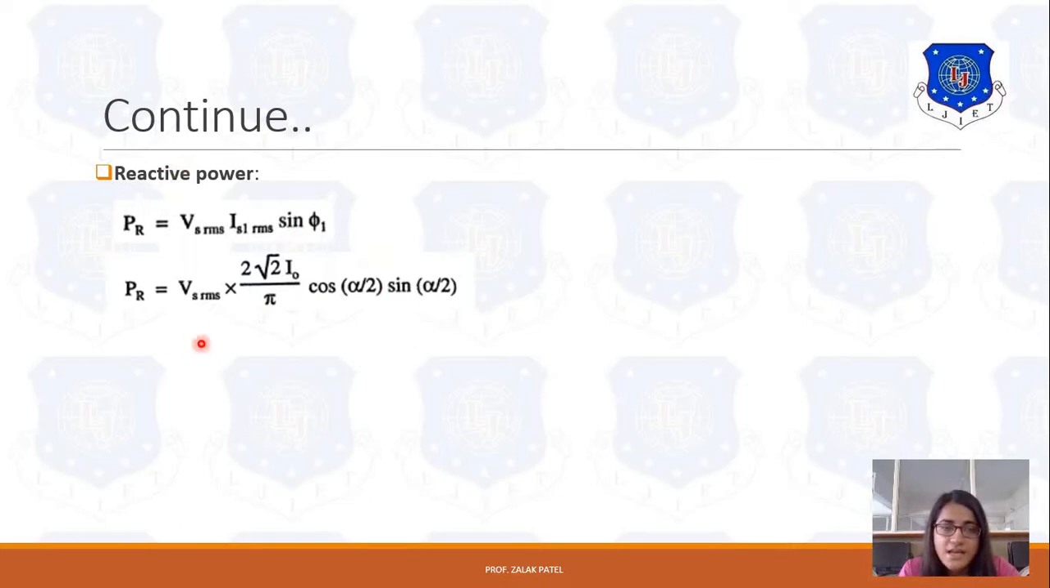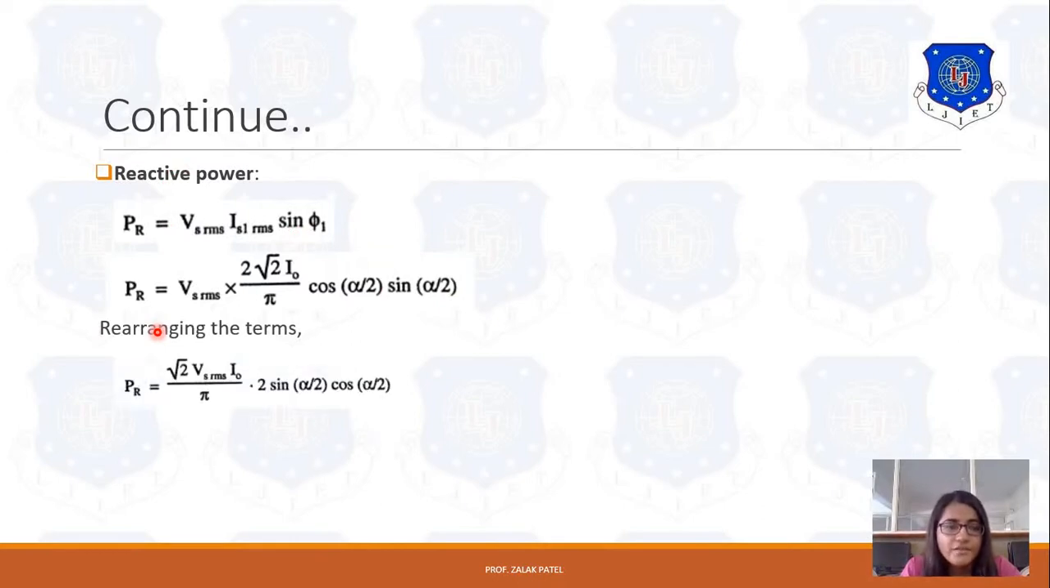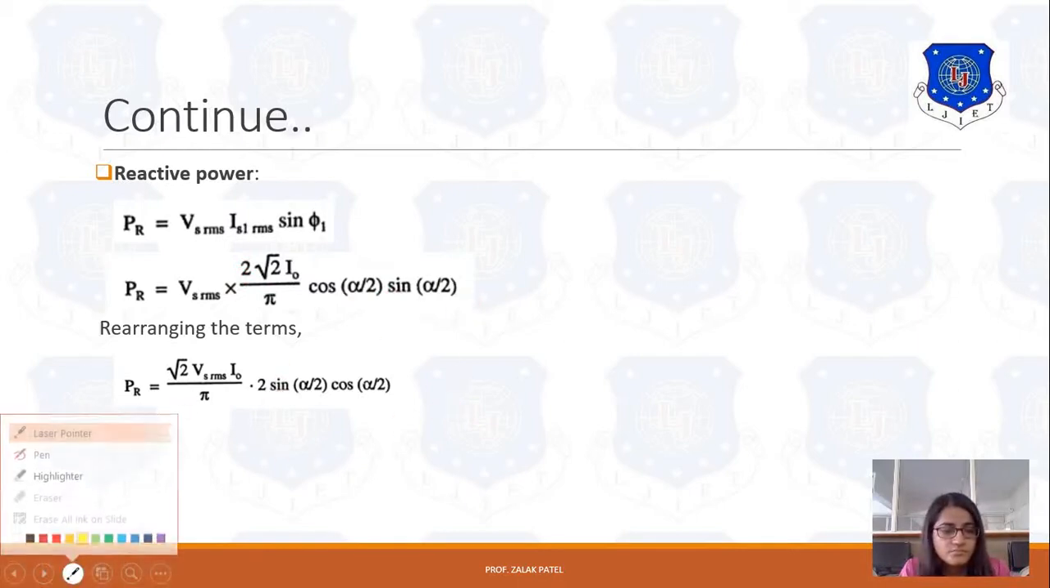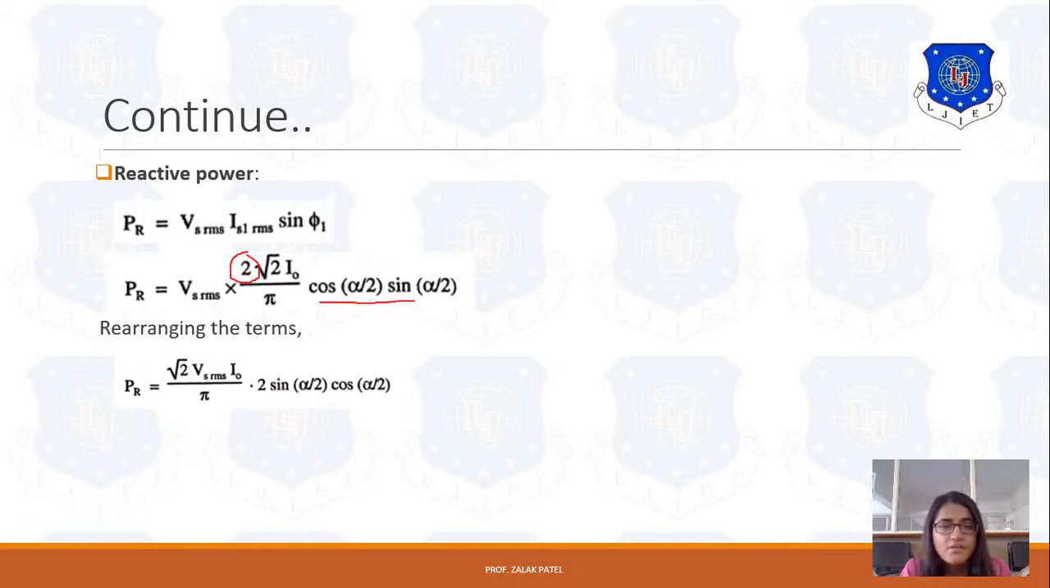This is Vs RMS as it is. So the reactive power can be written like this. If we rearrange, it becomes root 2 into Vs RMS, I0 as it is upon pi as it is. The remaining term is 2 into cos alpha by 2 into sin alpha by 2. Now if you see only these terms, 2 sin alpha by 2 into cos alpha by 2 becomes sin alpha. It is the equation like 2 sin theta into cos theta, so it becomes sin 2 theta.